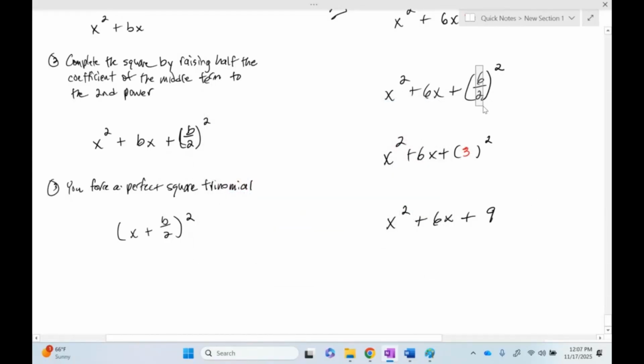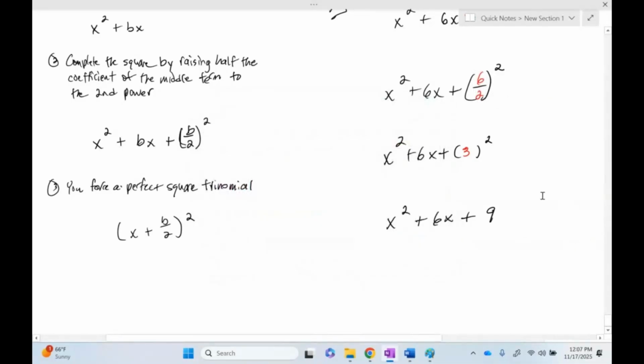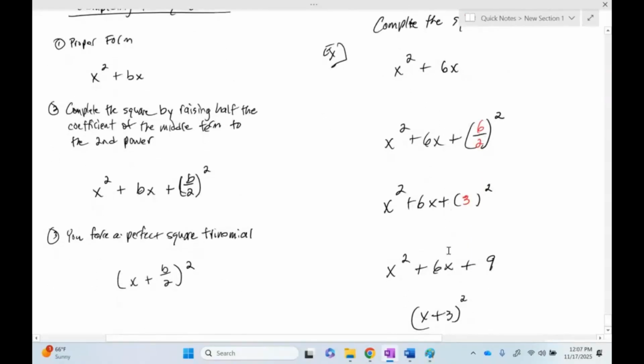The reason I put this step in is that half of the middle number is the key to factoring this. So x squared plus 6x plus 9 can actually be written as x plus 3, quantity squared, which is a perfect square trinomial. That means if you take x plus 3 times itself, you get x squared plus 6x plus 9. So when you complete the square, you force a perfect square trinomial. That's basically what we're trying to do.